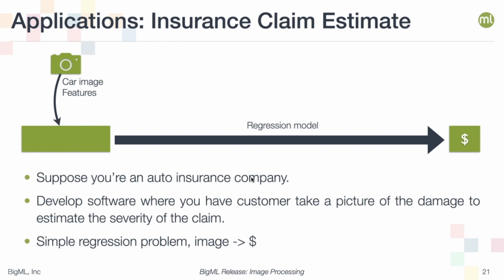So let's suppose you're an auto insurance company, right? You have a simple regression problem here, as I mentioned at the top of the session, where you take a picture of a car that has been in a crash. You take a picture of the damage, you upload it to the insurance company, and the insurance company takes that image and assigns a dollar amount. They say this is probably about how much that's going to cost to fix. So this is a very simple regression problem, right? You're just mapping the image of the car to a dollar amount.